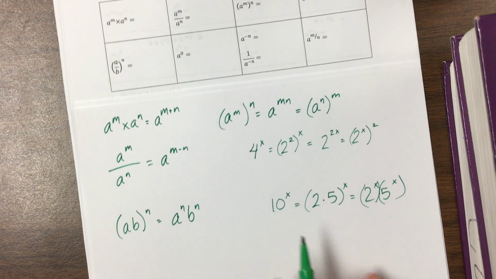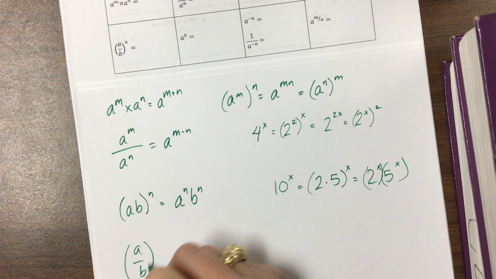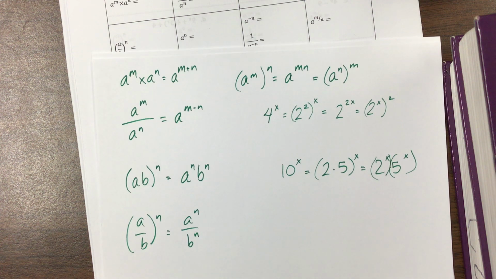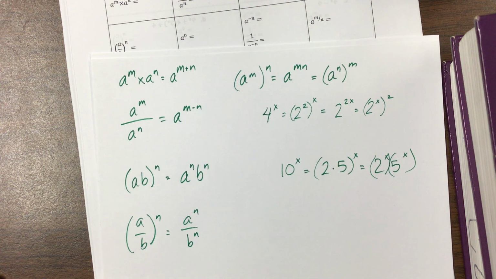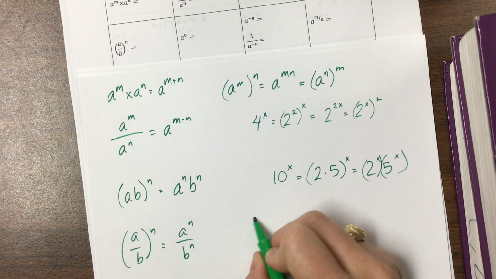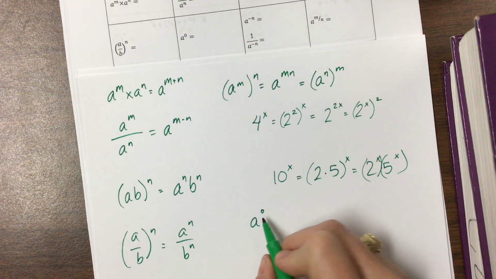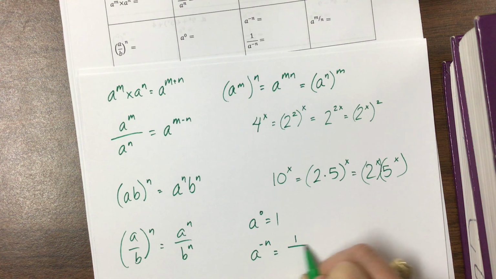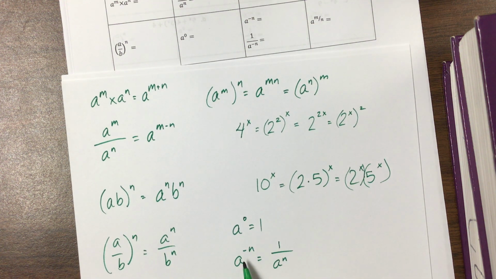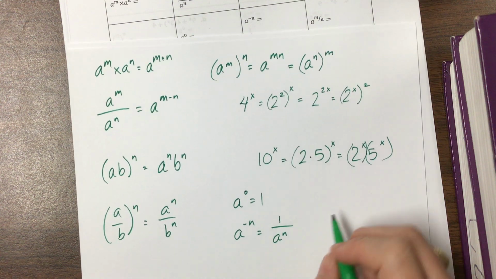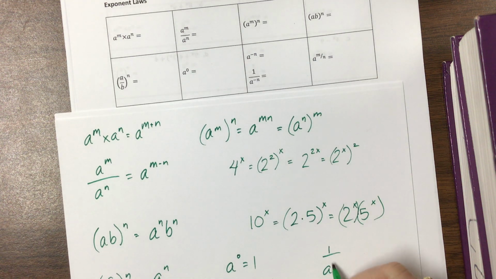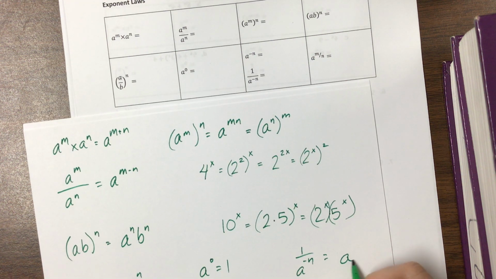Continuing, we have this a over b to the n. You would have a to the n over b to the n. This might be a case where I could divide first and then raise it to a power. That might simplify my life. The next property here: anything to the 0 power is equal to 1. If I have a to the negative n, this is going to be 1 over a to the n. So if it's in the numerator, it moves to the denominator and we lose the negative. If I have 1 over a to the negative n, it's in the denominator, so it's going to move back to the numerator.